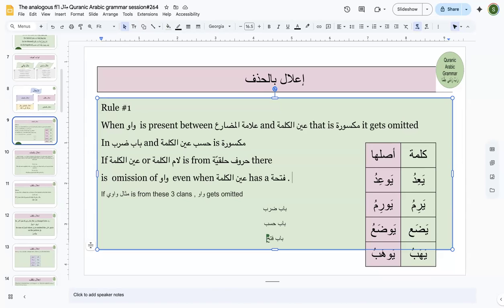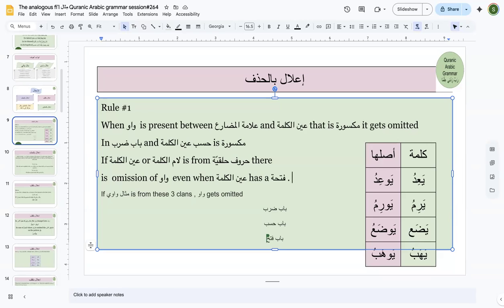Waw is going to be omitted mostly in three clans: Daraba, Hasiba, Fataha. Remember that. Daraba, Hasiba, Fataha. If misal wawi comes from Daraba, Hasiba, Fataha, waw gets omitted. There may be exceptions, but this is going to keep things very simple. Are you all getting my point?